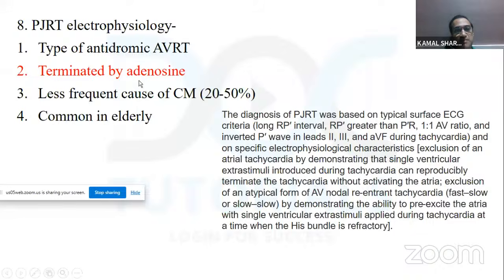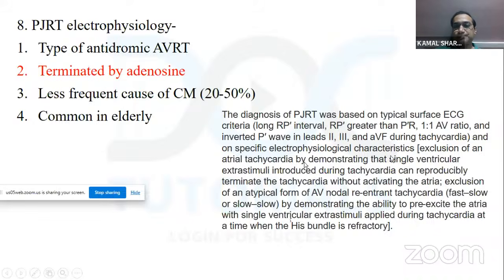Of course, it's orthodromic AVRT. That's why it's narrow complex. It's not antidromic, so that was incorrect. Terminated by adenosine, we just discussed, but it's actually a very common cause of cardiomyopathy. Almost 20 to 50% of the PJRTs can present with cardiomyopathy, and it's commonly seen in relatively young patients, not elderly. And hence, of course, you know the diagnostic criteria of the same.